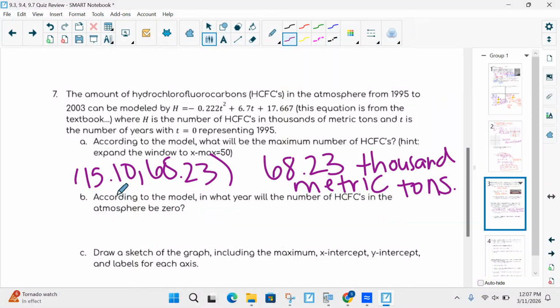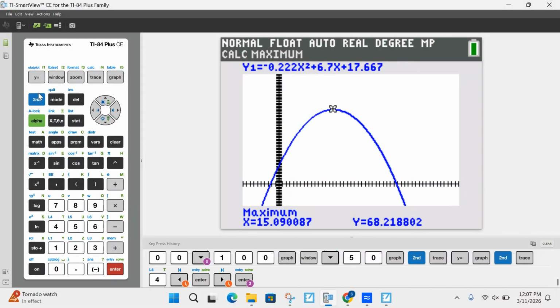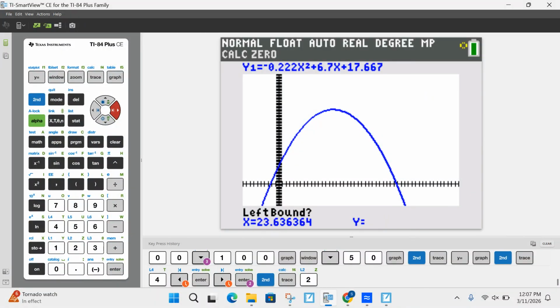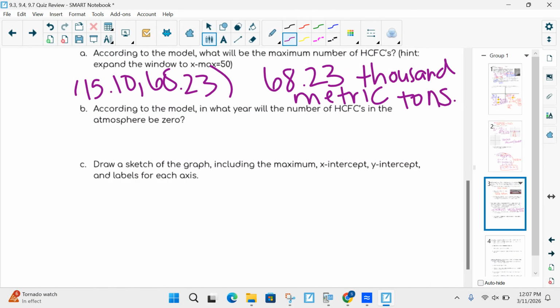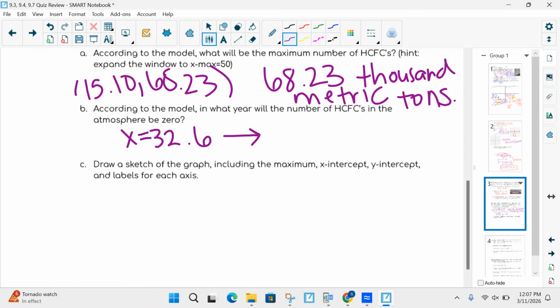So hypothetically, according to the model, in what year would the number of HCFCs in the atmosphere be 0? I will just show it for the video. So second calc, zeros, arrow over so that I'm to the left of the 0, about there. Then to the right of the 0, about there. One more time. Well, the question is what year. So if it's 32 point whatever, it's still the year 32. So if X equals 32.6, then what year would that correspond to? Kylie? Yes.